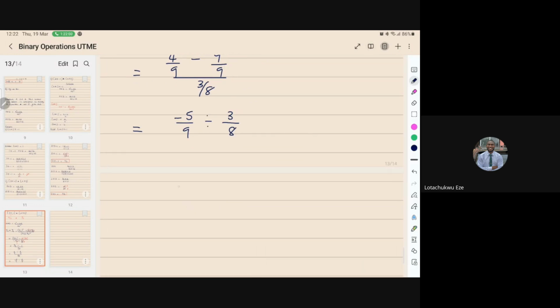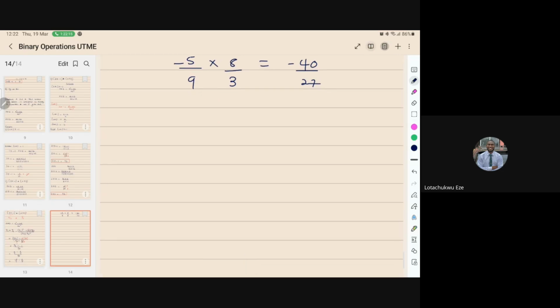So I'm going to invert. So I'll have minus 5 all over 9 times by 8 all over 3. So this will give us minus 40 all over 27. Right? So this implies that the very thing we are trying to find will give us minus 40 all over 27.